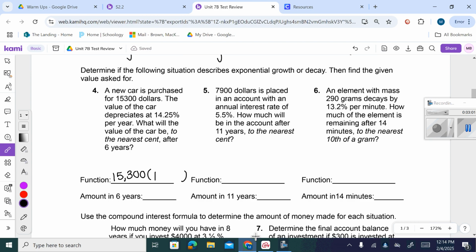And is it 1 plus or 1 minus? What word tells you it's minus? Depreciate. Good. So 1 minus 14.25 percent. Is the percent important? Yes. Raised to the what? 6. And then you're just going to put it in your calculator. We're talking about money, so make sure you round it correctly.